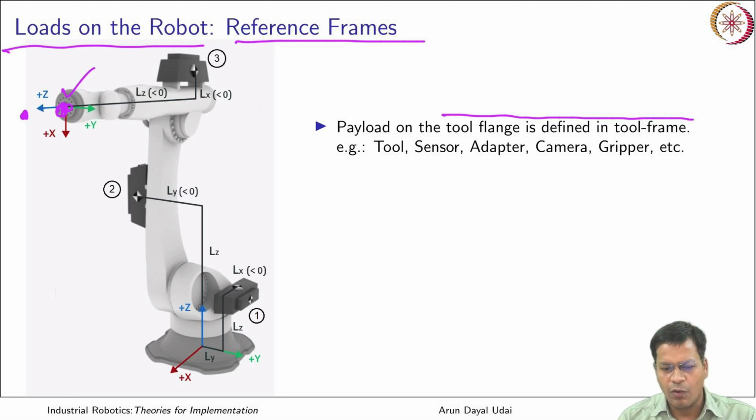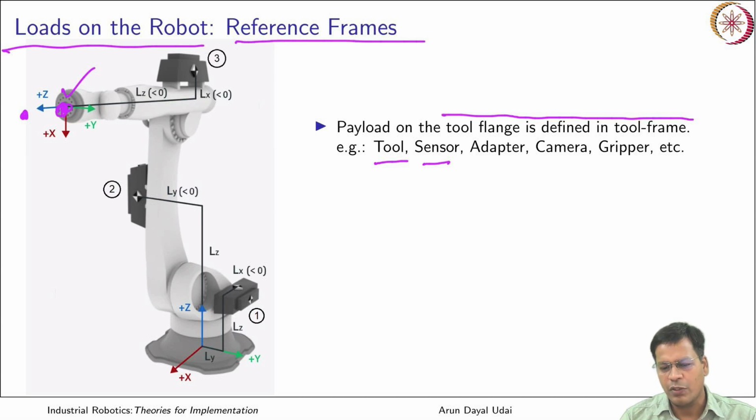So in those cases, what could be your payload? Payload can be your tool. Anything that comes after your flange is your payload. Okay, so when the robot is delivered, if it says it is a 12 kg payload robot, it is with nothing. Okay, it should not have any tool. It doesn't have any sensors, adapters or anything. So these could be your payload.